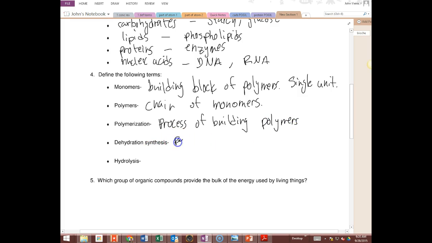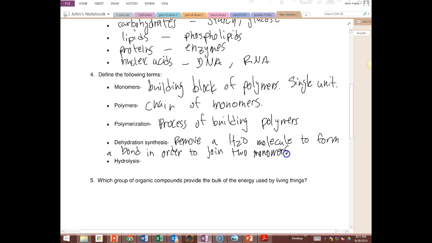Dehydration synthesis is when you remove a what? An H2O molecule to form a bond, a specific type of bond, a covalent bond, in order to join two monomers. It's where we remove water to build the polymer. You could have said that too. Simpler. That's probably a simpler definition.